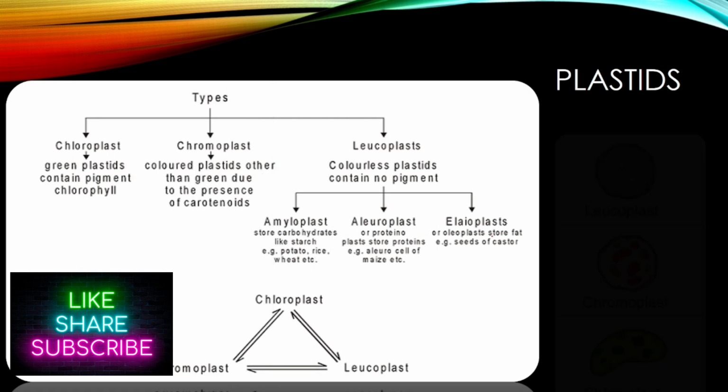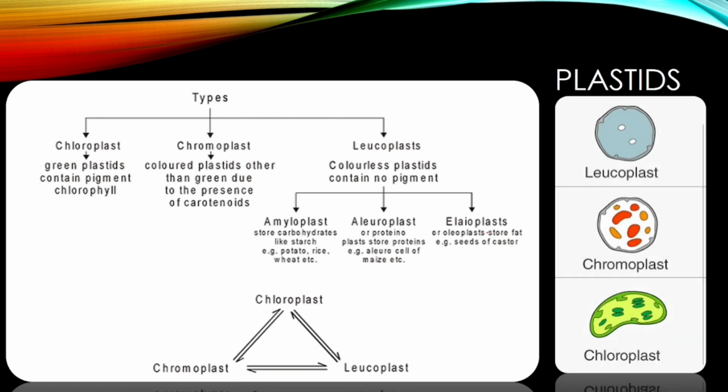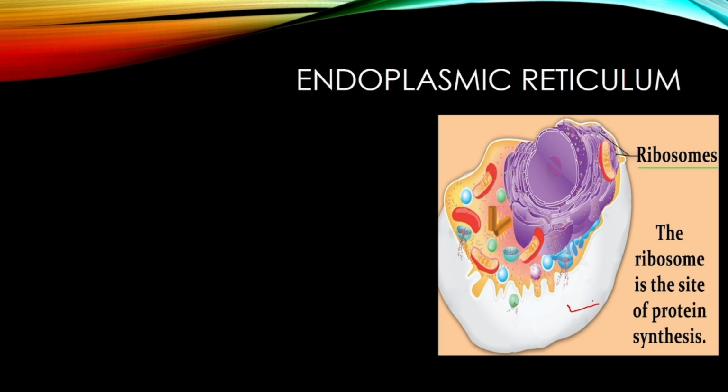Now next is plastids. Now plastids are unique organelles present in the plant cells. P for plastids, P for plant. So it is basically the unique organelle present in the plants. Now it is of three types: chloroplast, chromoplast and leucoplast. Now you can see the pictures of the chloroplast. Chloroplast is generally for photosynthesis.